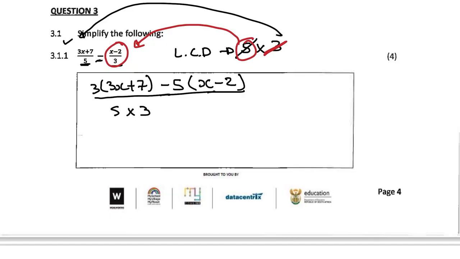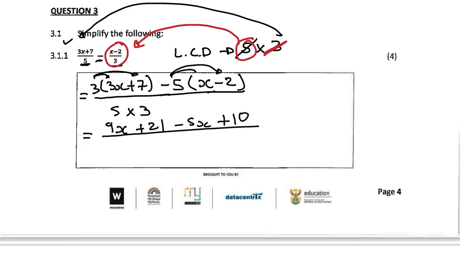If you have done that step, then you are almost done with this. Now you just simplify the top. This will multiply with that, and that will multiply with that. So 3 multiplied by 3x is 9x. Then 3 multiplied by 7 is 21. Then negative 5 multiplied by x is negative 5x. Negative 5 multiplied by negative 2 is positive 10. This is all divided by 5 multiplied by 3, which is 15.